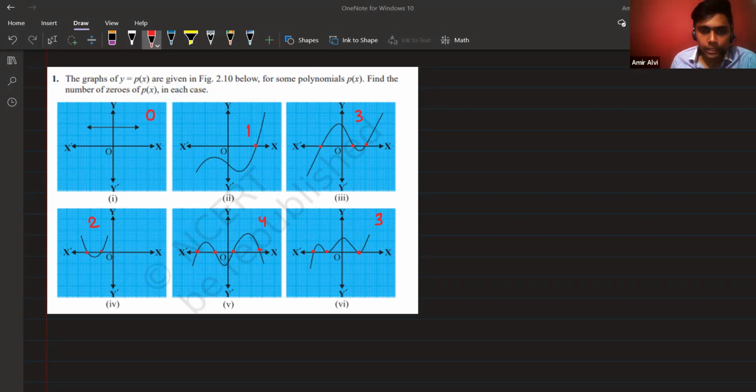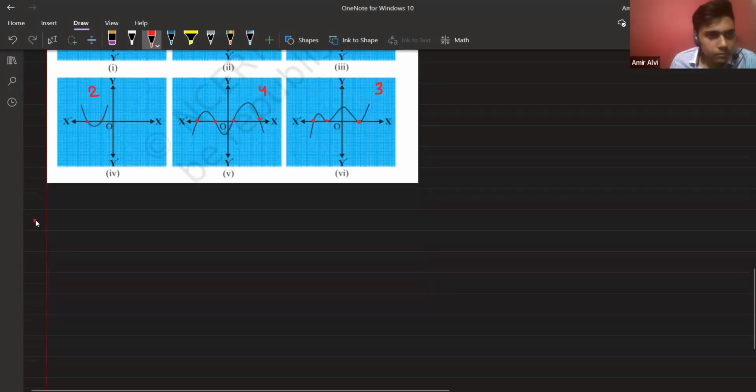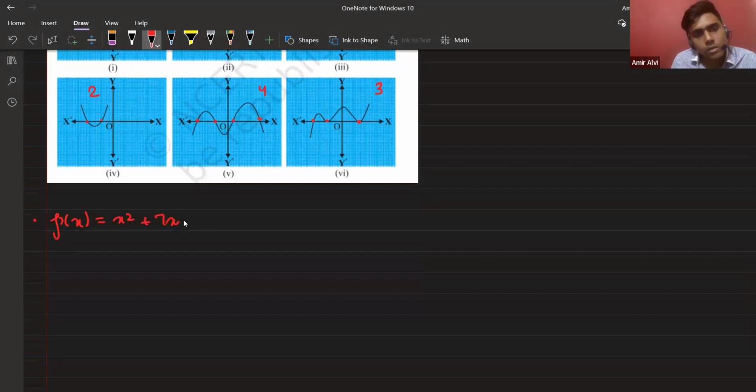So let's take one example from the NCERT exercise. How will you do that? Basically, x square plus 10. So Adil, can you factorize this? Can you tell me how do we factorize it? First, we have to find the value of zero.